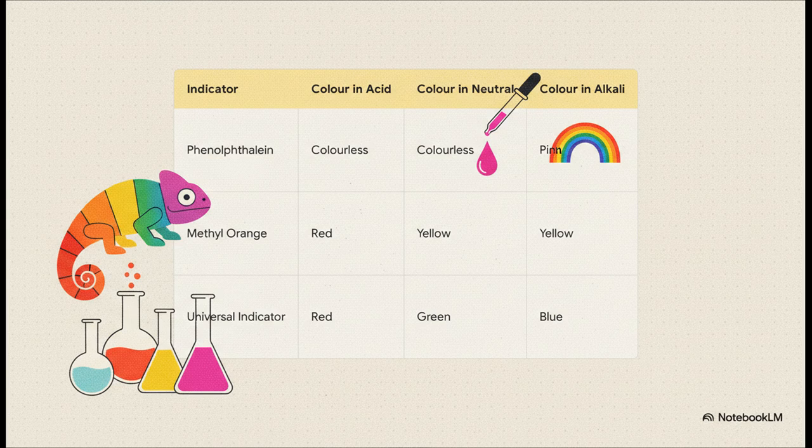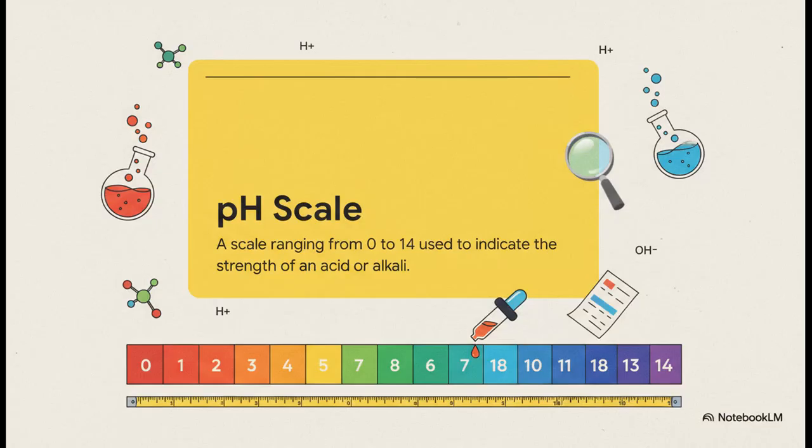Litmus paper is great, but we've got other tools too. We use special chemicals called indicators. Think of them like chemical spies that change color to give us secret information. Phenolphthalein, for example, is fantastic for spotting alkalis because, bam, it turns this amazing bright pink. And then you have the boss of all indicators, the universal indicator. It gives you a whole rainbow of colors to tell you not just if it's an acid or alkali, but how strong it is.